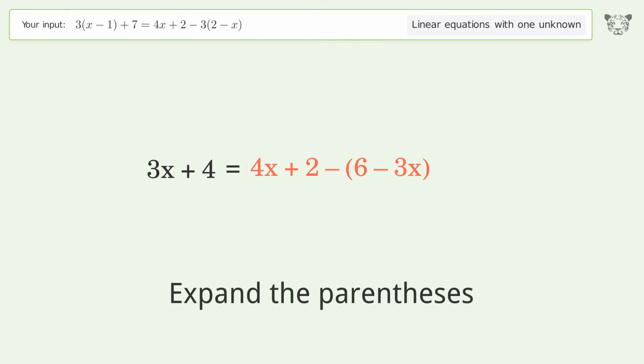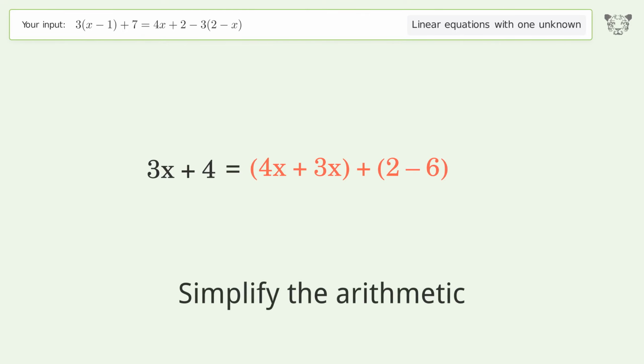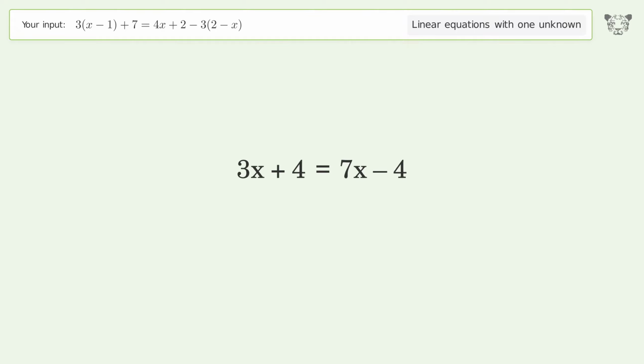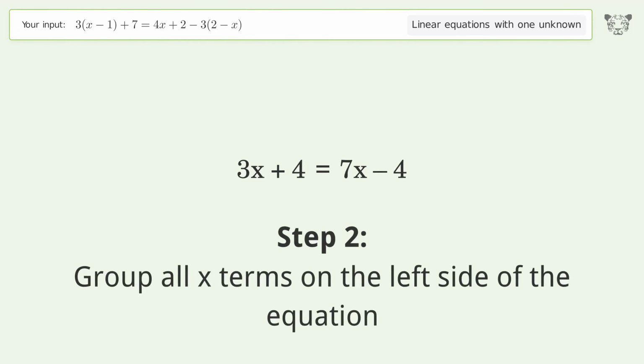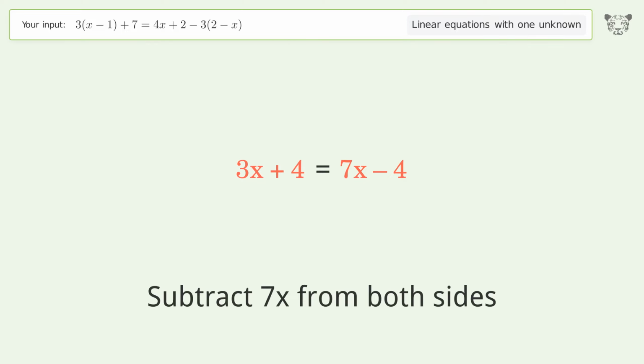Expand the parentheses. Group like terms. Simplify the arithmetic. Group all x terms on the left side of the equation. Subtract 7x from both sides.